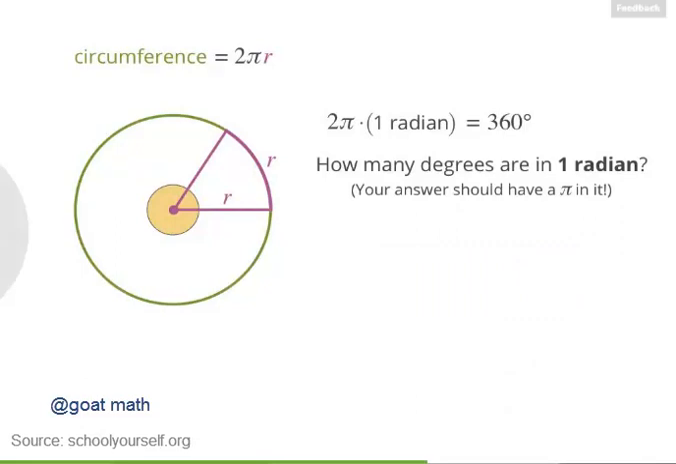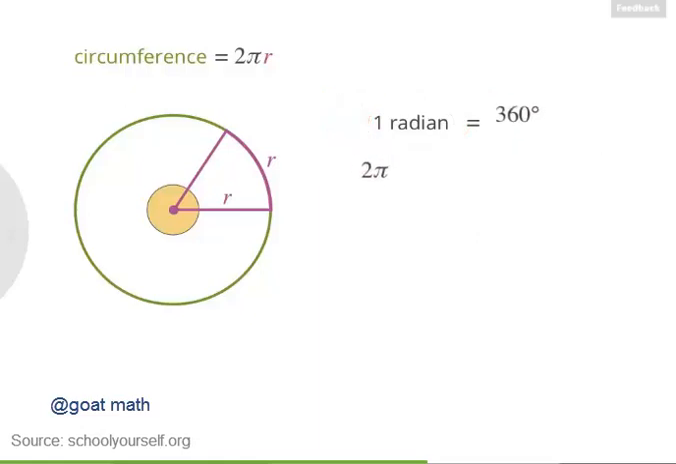Exactly. You can solve for the measure of 1 radian by dividing both sides of this equation by 2 pi. So 1 radian equals 360 degrees divided by 2 pi. 360 degrees is also equal to 2 times 180 degrees, so let's rewrite it like that. And now notice that we have a 2 in the numerator and another 2 in the denominator, so they cancel out, leaving us with 180 degrees over pi. So 1 radian equals exactly 180 degrees divided by pi, which is about 57.3 degrees. That's pretty close to your estimate from before.